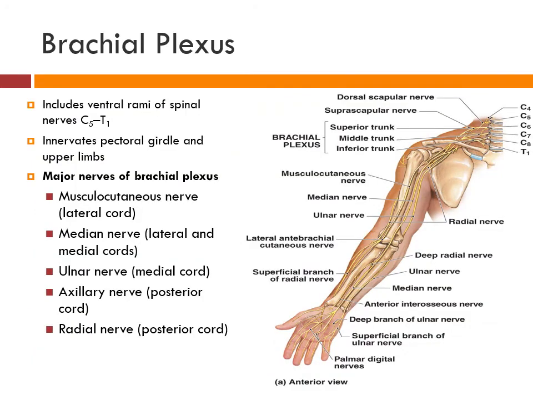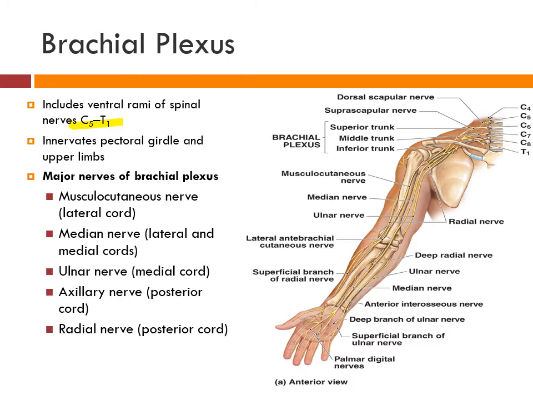The brachial plexus is an extremely important plexus. It includes the ventral rami of spinal nerves C5 to T1. I would expect you to know that. And it innervates our pectoral girdle and all of our upper limb.